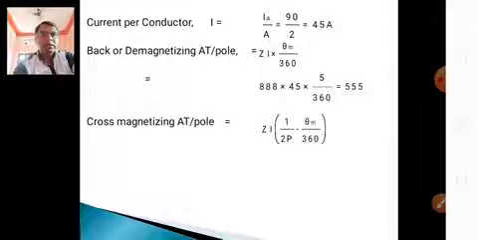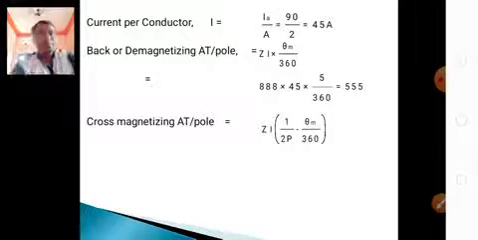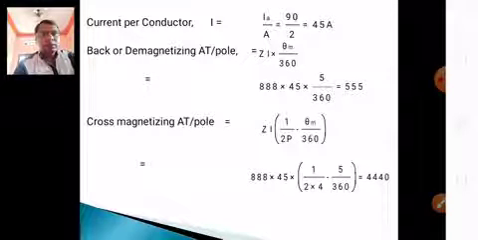The cross magnetizing ampere turns: back means back is nothing but demagnetizing. Demagnetizing ampere turns per pole or back ampere turns per pole, both are same. So here cross magnetizing is ZI into (1 by 2p minus theta m by 360): 888 into 45 into 1 by 2p, 2 into 4, minus theta m, that is 5 by 360. Here we get 4440.